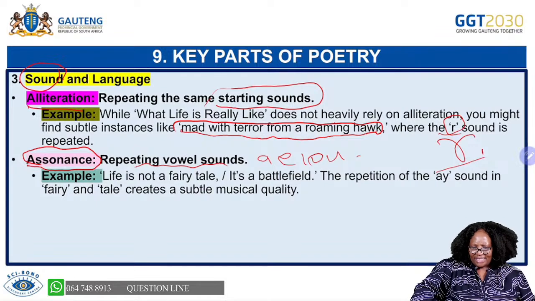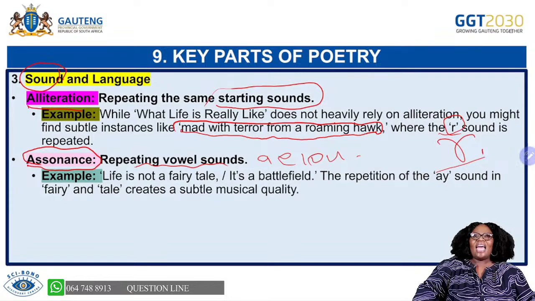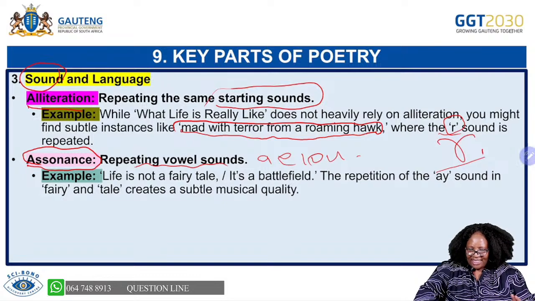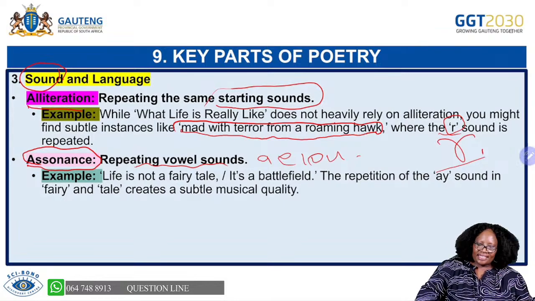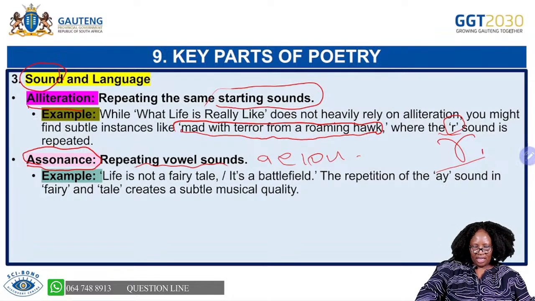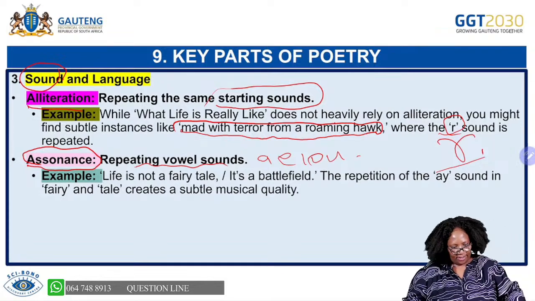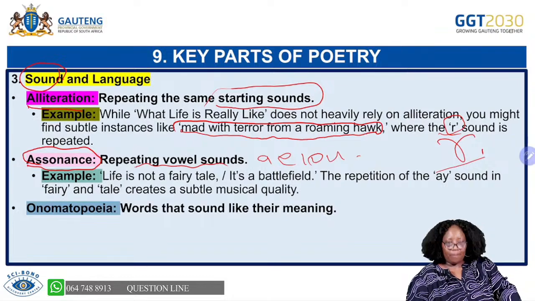Let's look for an example in your poem. "Life is not a fairy tale, it's a battlefield." The repetition of the A sound in fairy and tale creates a subtle musical quality. So can you feel the sound there, the subtle musical quality of the fairy and the tale? Can you hear that? Yes. Those are assonances.